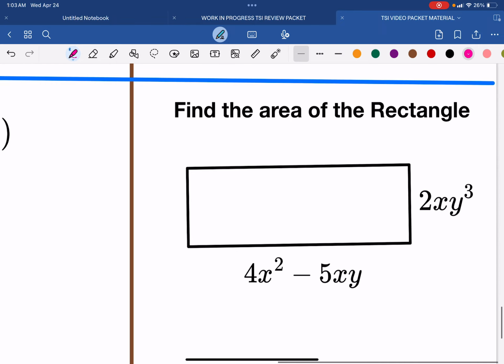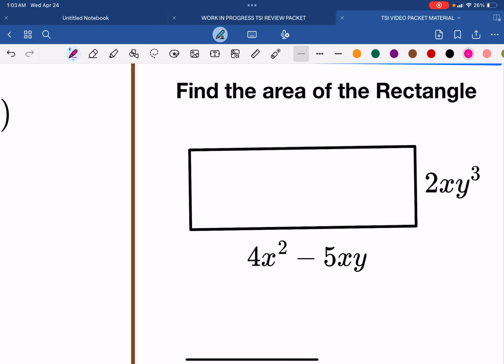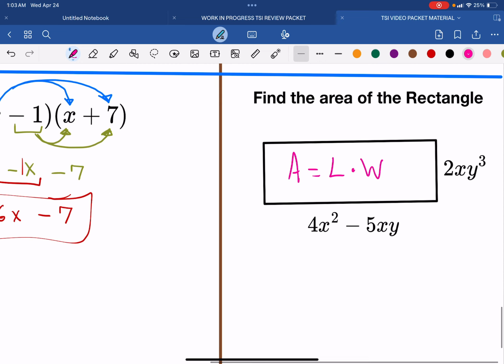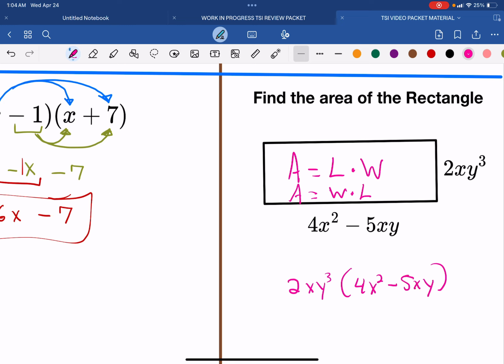Last but not least, find the area of a rectangle. They didn't give me numbers, they gave me expressions. So how do you find the area of a rectangle? Area is equal to length times width. Or width times length, it's the same thing. You choose however you like. I personally, whenever I see this, want to put the monomial first. So 2xy cubed. I'm going to put the binomial second. It's just more appealing to my eyes.